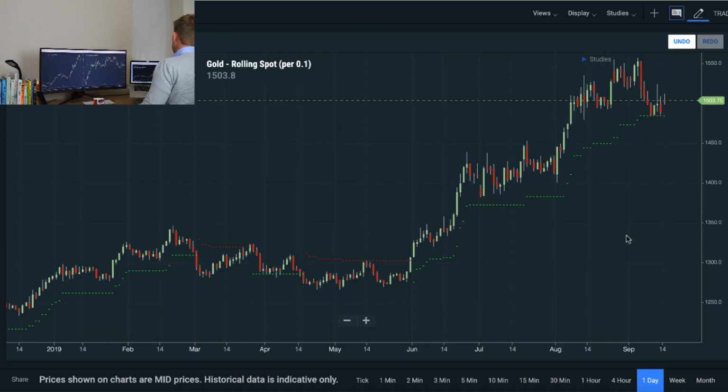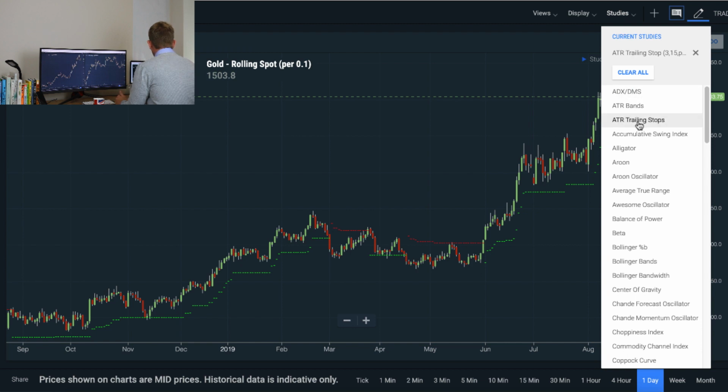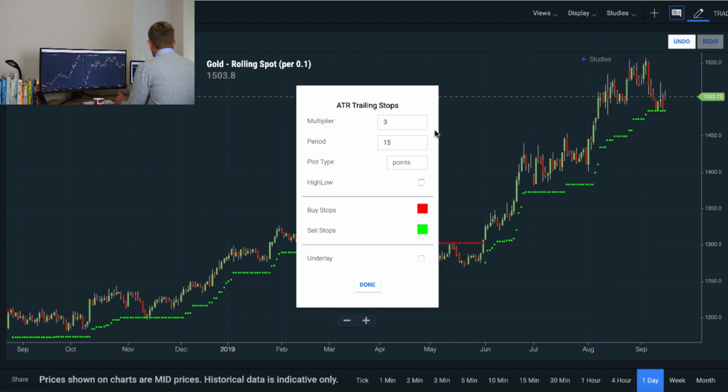Alright guys, so I've got a gold chart here. If we wanted to put this on, we go to studies and we click on the average trailing stop here, or ATR trailing stop, should I say. And the settings, we can set the settings.